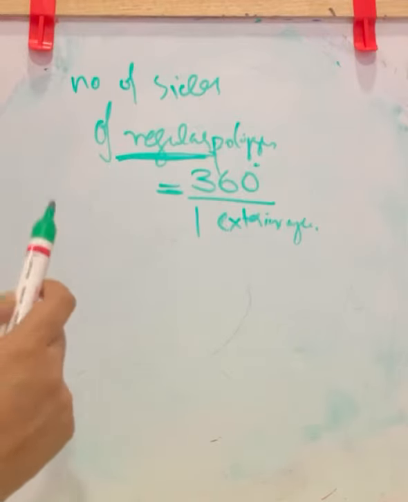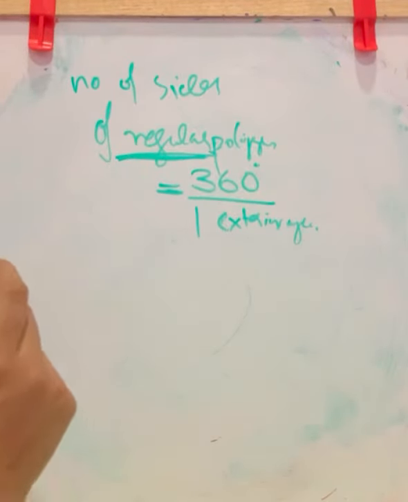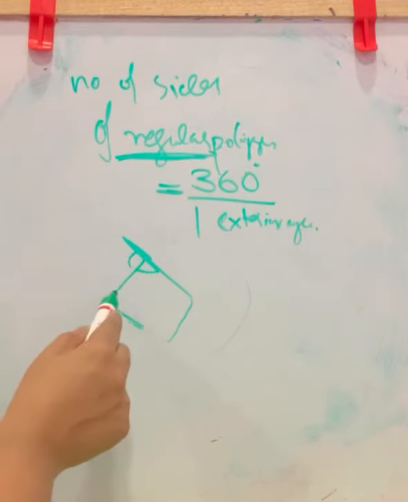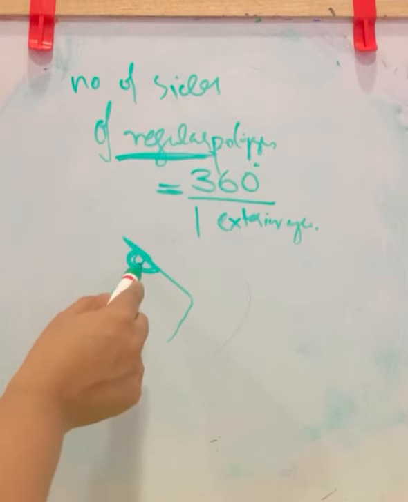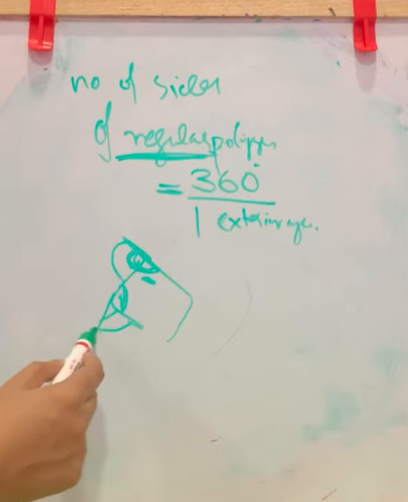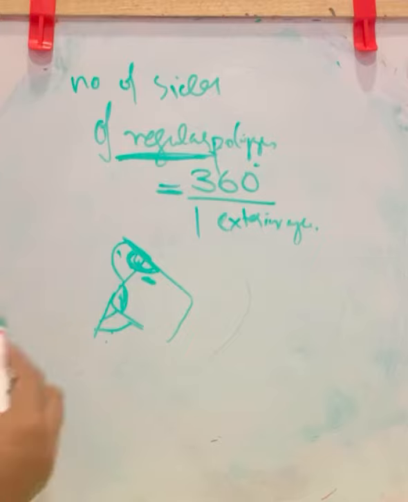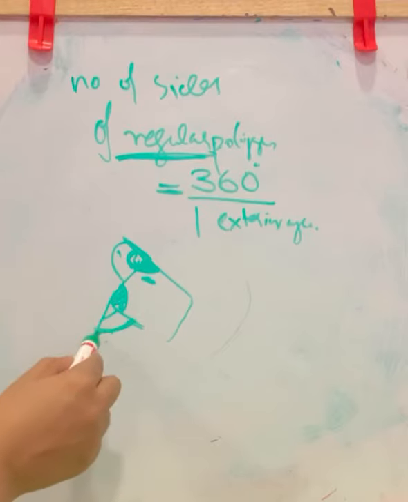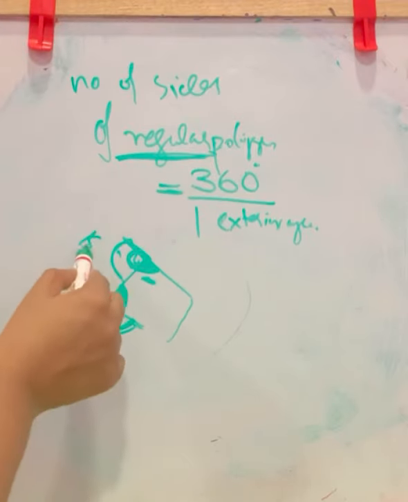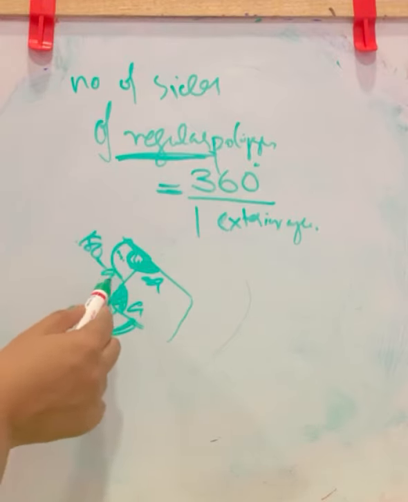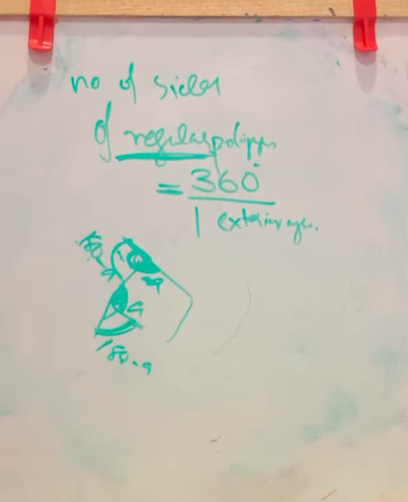We know in a regular polygon all the angles are equal, and if all the interior angles are equal, the exterior angles so formed will also be equal, because they form a linear pair. If this angle is A, this is also A. So the exterior angles will be 180 minus A and 180 minus A. Both are equal. So each exterior angle will also be equal in a regular polygon.